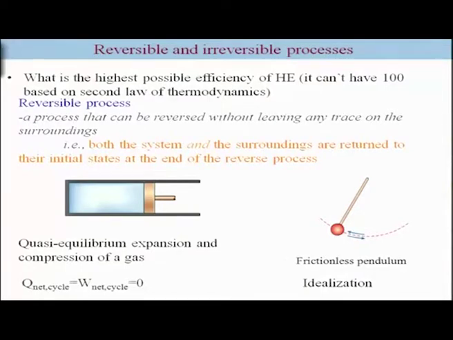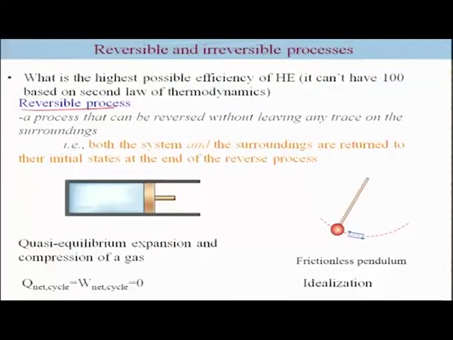So, let us review the reversible process. It is basically a process that can be reversed without leaving any trace on the surroundings, which essentially means that you can bring back the system. Once the process has occurred, you can bring the system back to the original state, and similarly you can also bring the surroundings back to the original state without any trace of change overall.